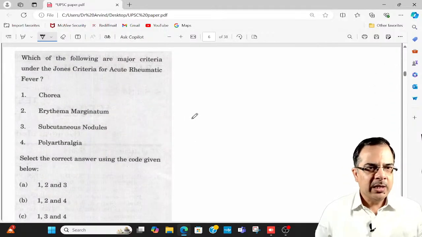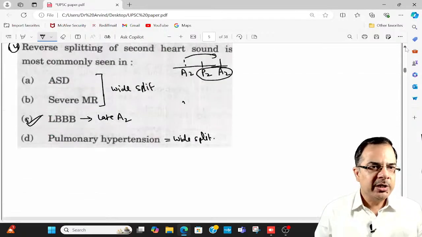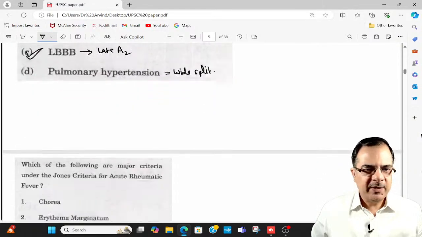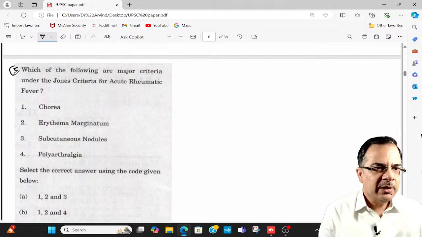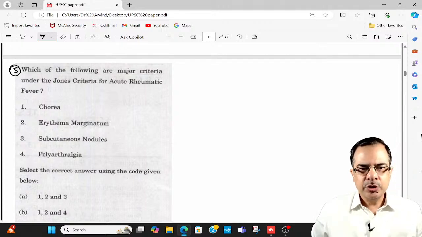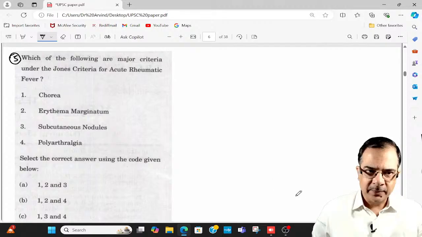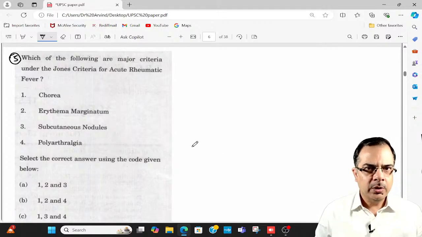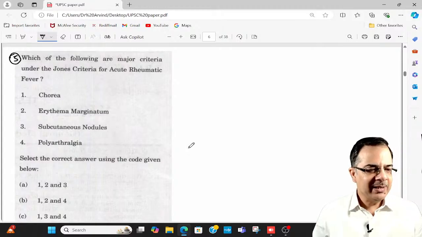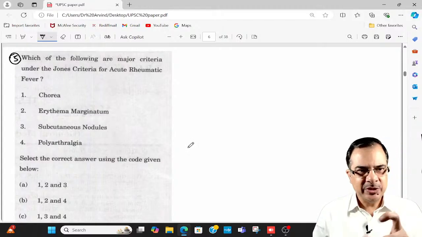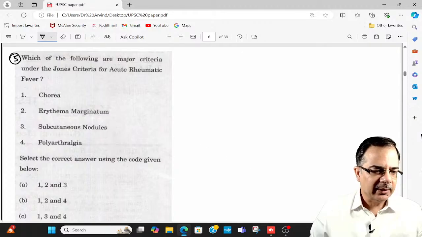Now coming to the next question. Next question is question number 5 in the list. Question 5 is, which of the following are the major criteria under the Jones criteria for rheumatic fever? So we have to choose the option from the wide and fixed split. Wide and fixed split will be seen in ASD, that is atrial septal defect.